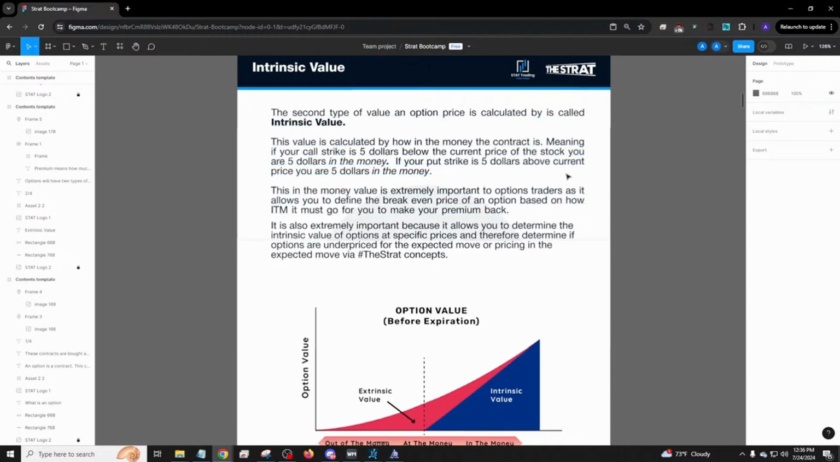And same thing with the put strike. If you have a put strike at 100 and it's trading at 95, you're $5 in the money. Does not change. So it's always a 1-to-1 ratio, which is what helped me figure out how options can be used to trade. A lot of people don't trade them because they don't recognize this.